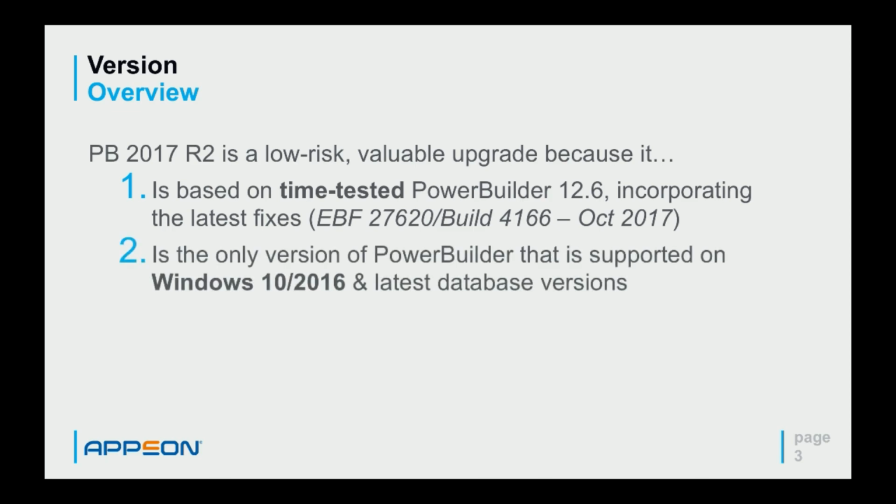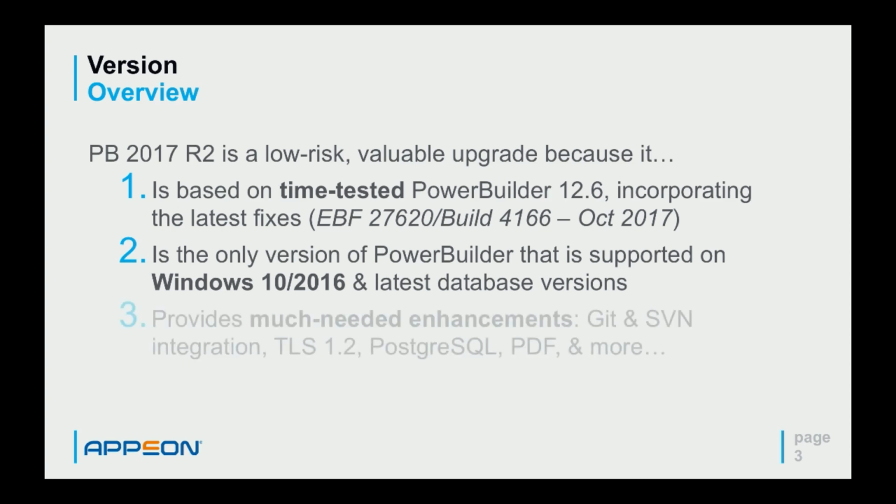Now, the other key benefit of R2 is that it's the only version that's supported on Windows 10 in 2016. There are some customers that do run older versions of PowerBuilder, but we have addressed a number of Windows 10 specific bugs. And also, as you know, with Windows 10, updates are constantly being applied and the product is morphing and changing in real time. So it's, in our opinion, quite risky to have a production application running on Windows 10 if you're not using a version of PowerBuilder that supports it.